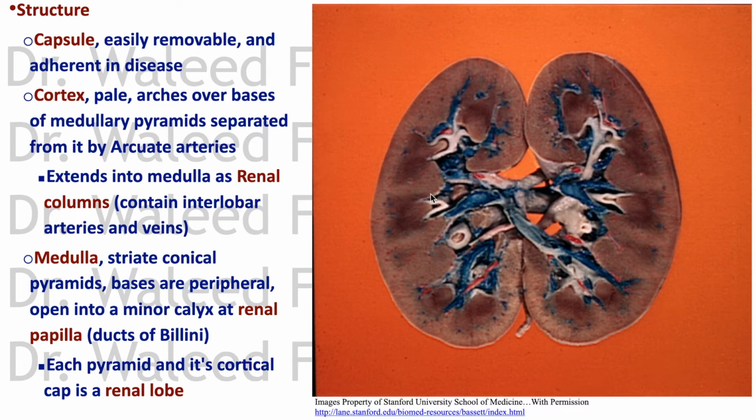Now each renal pyramid with the cortex on top is called a renal lobe. This is called a renal lobe, and the artery going towards it is called the lobar artery. And between them is the interlobar artery. So the renal lobe consists of a medulla, which is a pyramid, with the cortex on top. This section here is a renal lobe.